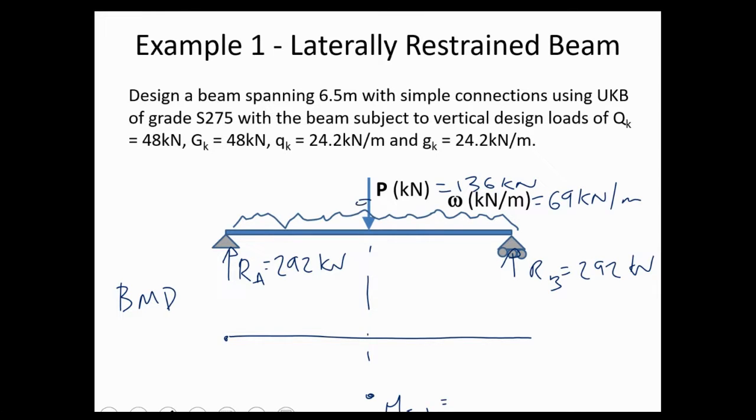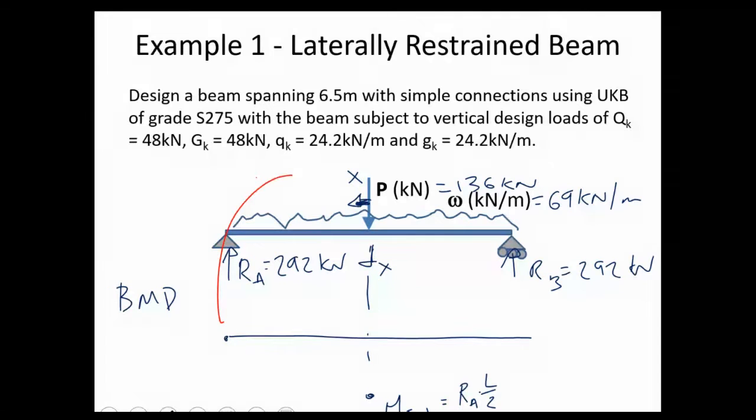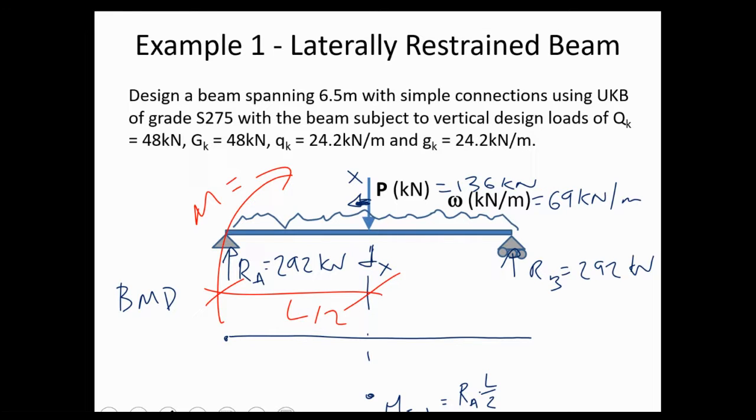So if I take a little section through the center here, at the midpoint, and look to the left and ask what moments I can see on the left-hand side, I can see RA away from me, at a distance of L over 2. Force times lever arm gives a moment, and that's going clockwise. So that moment component has a distance of L over 2 away. That's where I'm getting that bit.